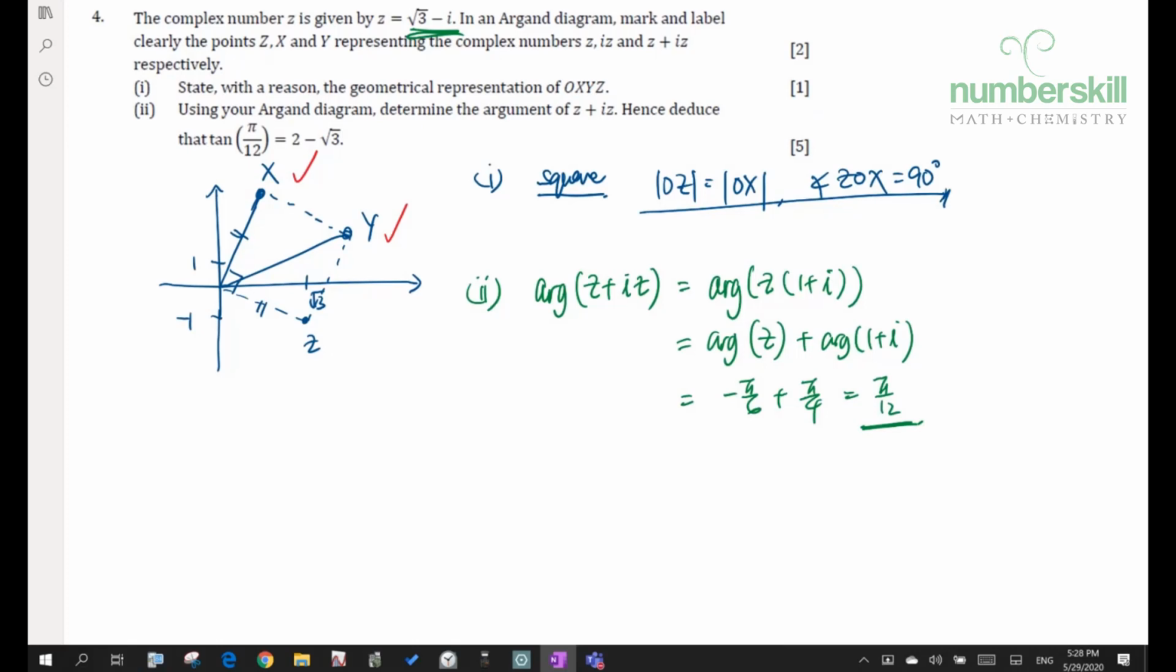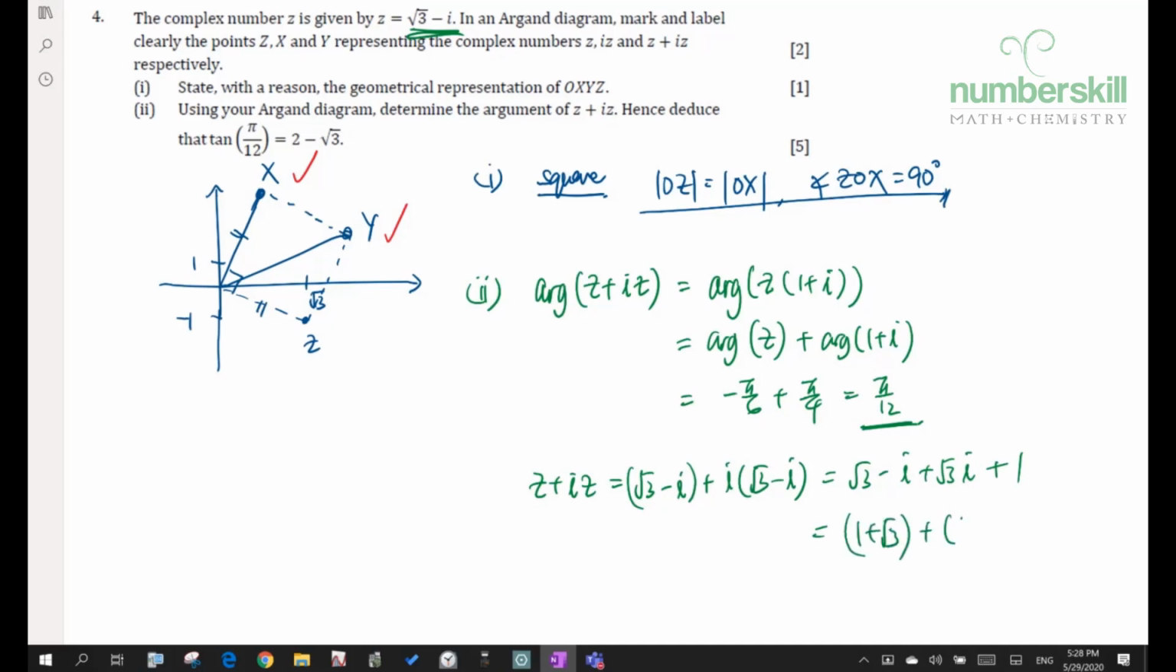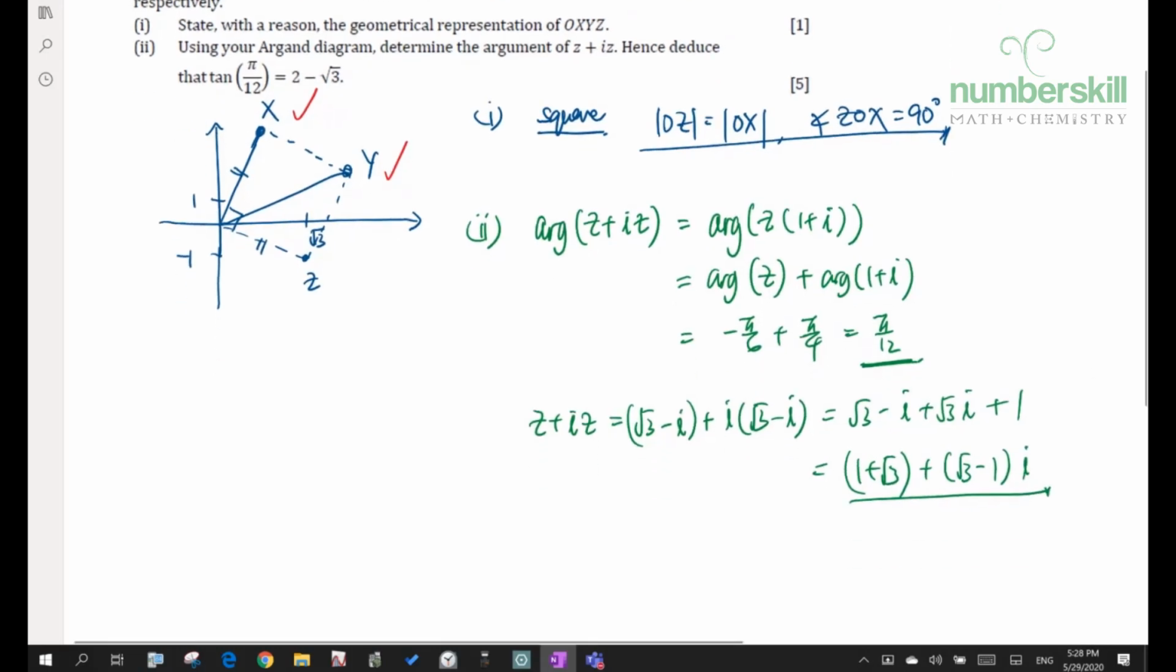Okay, next one, that is probably where the diagram comes in handy. And that is the z plus iz, which some people already did right from the start. So this is z plus iz. I'm going to get this minus, plus √3i, minus i squared becomes plus 1, right? So I'm going to have 1 plus √3, and then plus √3 minus 1 i. So this is the z plus iz.